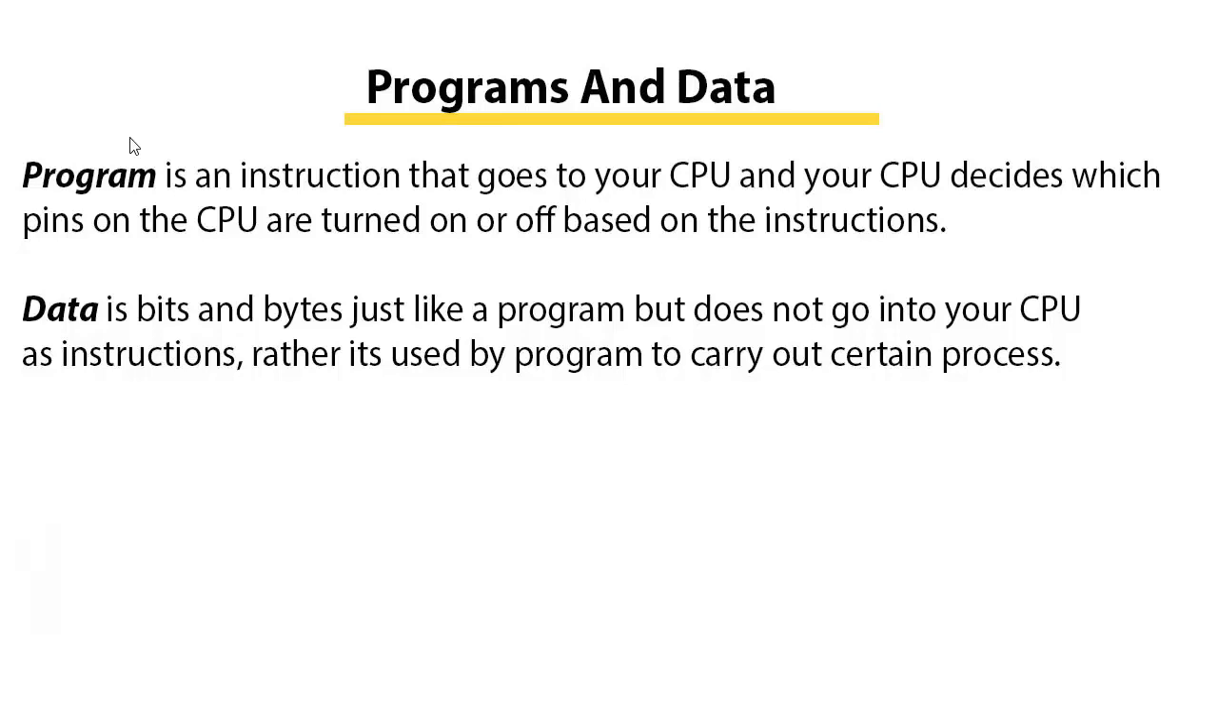provided to the computer system, and that is being processed, while data is bits and bytes, just like a program, but does not go into a CPU as instruction. Rather, it is used by a program to carry out certain processes. Okay, so data is basically your bits and bytes that have not been given to the computer as instructions, but is used by the programs to give you the output.